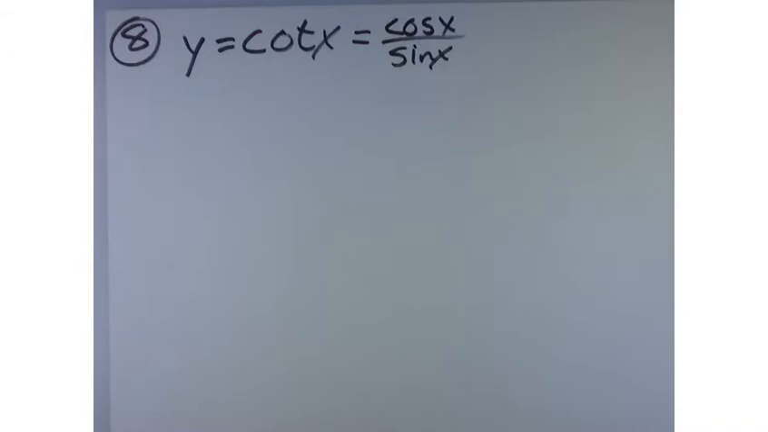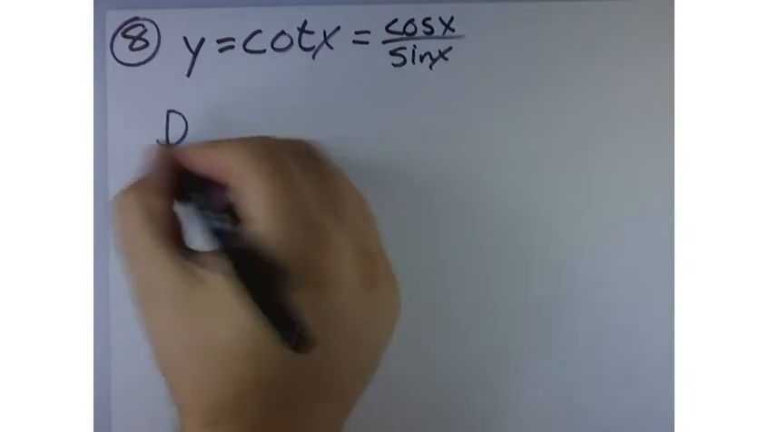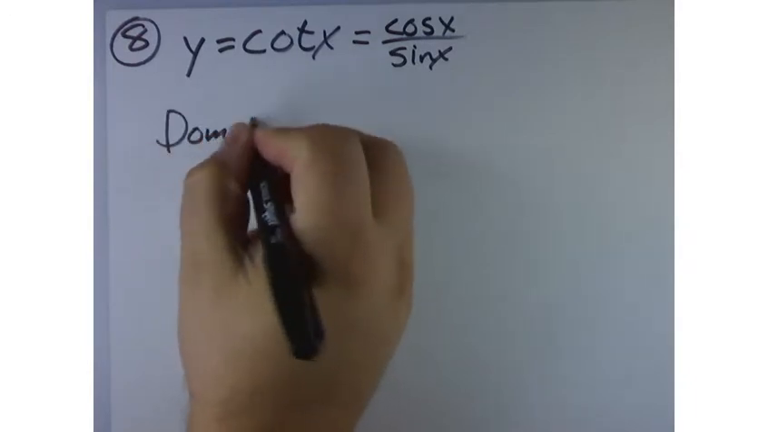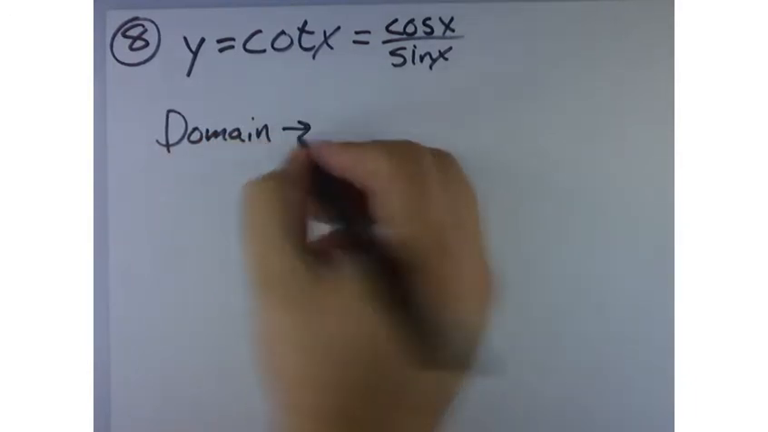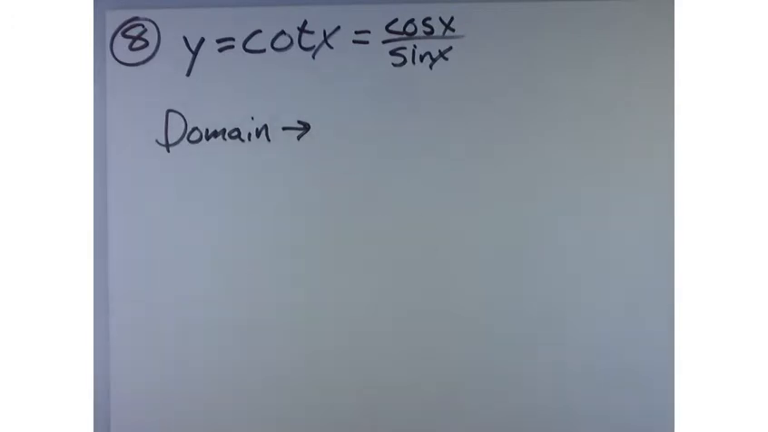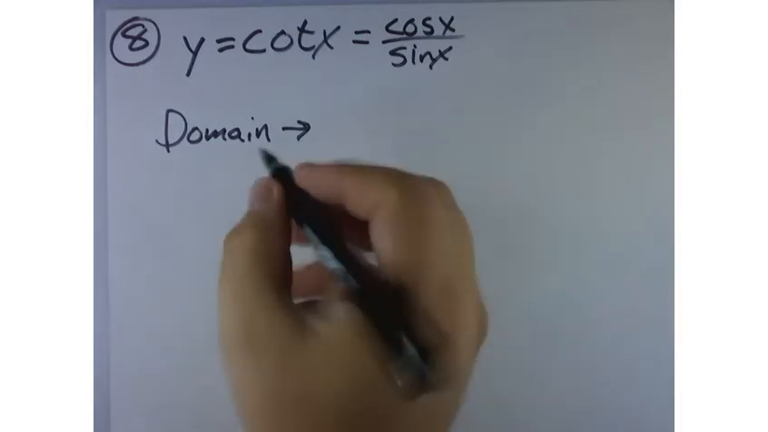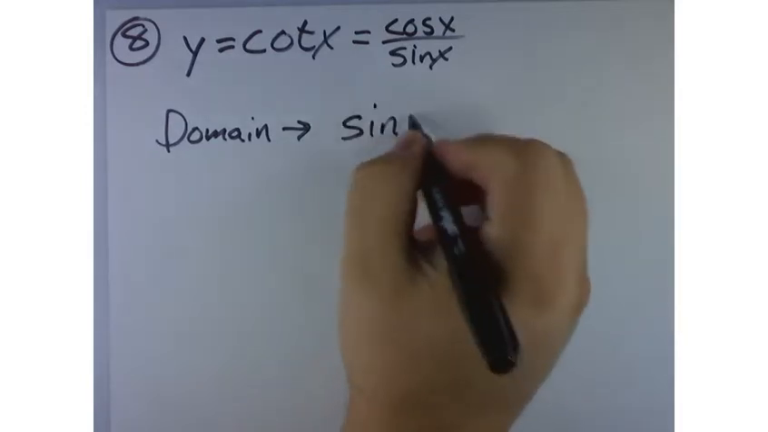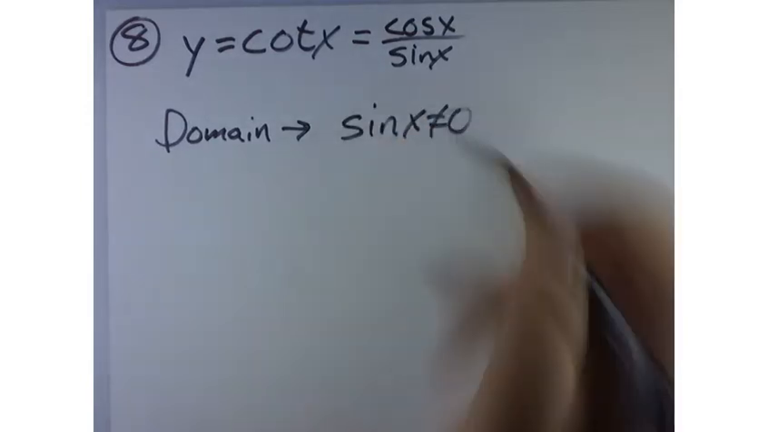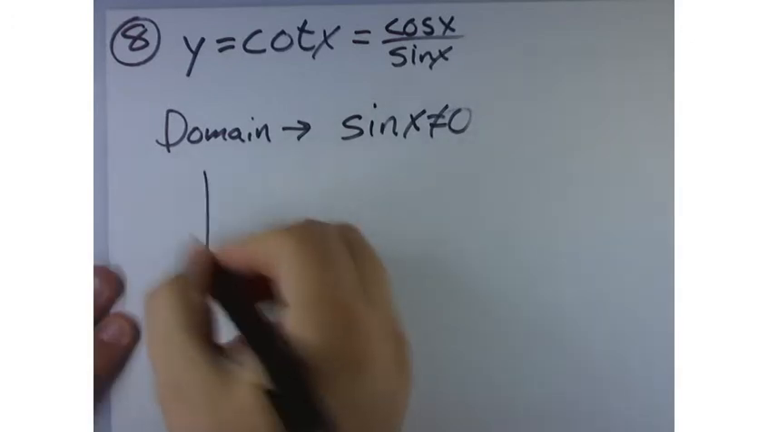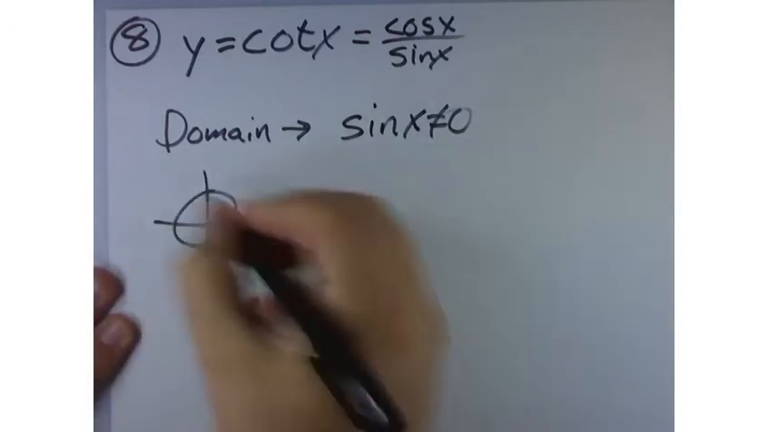So our domain restriction here is going to occur, or one of the possible domain restrictions, there may be many, right? There may be more than one, but this is where we start. Sine of x cannot equal 0. Well, when does sine of x equal 0? Remember our unit circle?